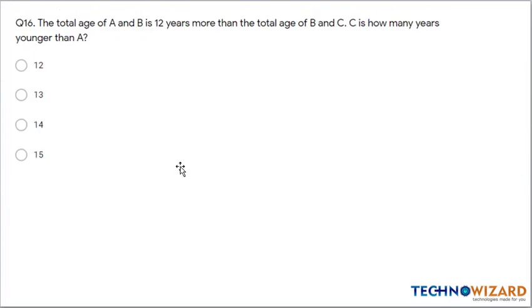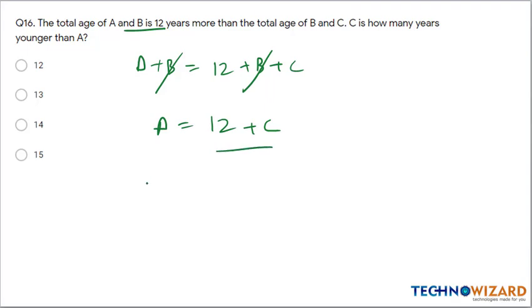Question number 16. The total age of A and B, A plus B, is 12 years more than the total age of B plus C. Okay. Now B and B will get cancelled. Now A is equal to 12 plus C. Therefore A is greater than C by 12 years. But they are asking C is how many years younger than A? 12 years younger. Option A is the correct answer.